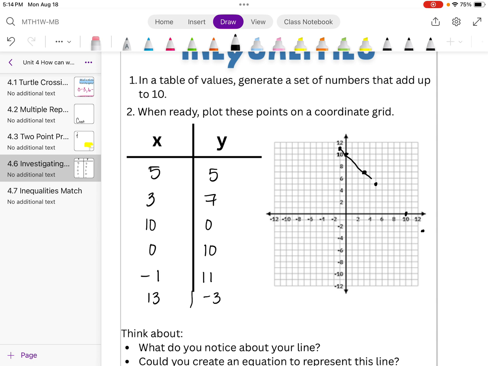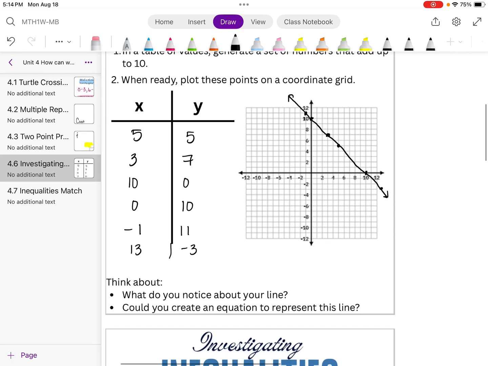I can see that they actually form a line. So hopefully you have a ruler, and you're going to connect those with a ruler. And then I want you to write down some of the things that you notice about your line, and can you create an equation to represent that line. So if you haven't already done so, I want you to push pause and I want you to write those down.